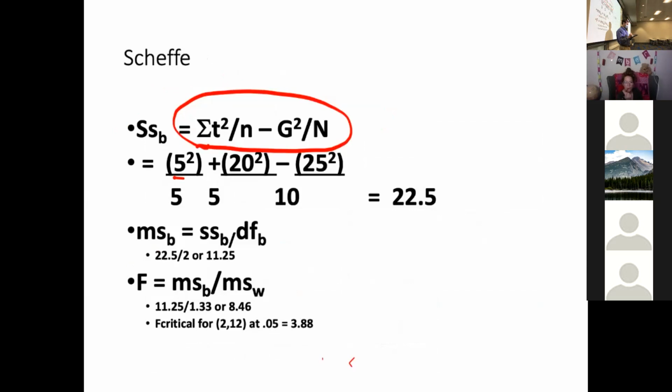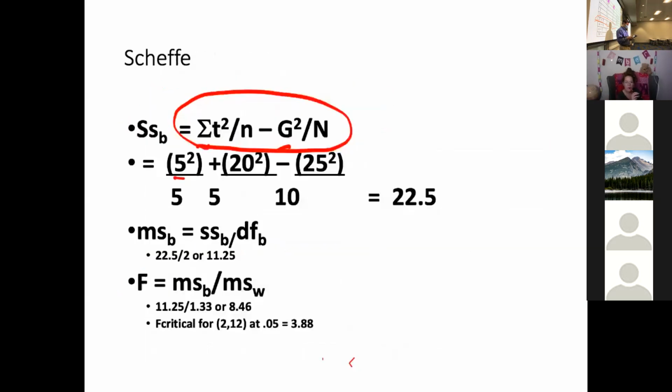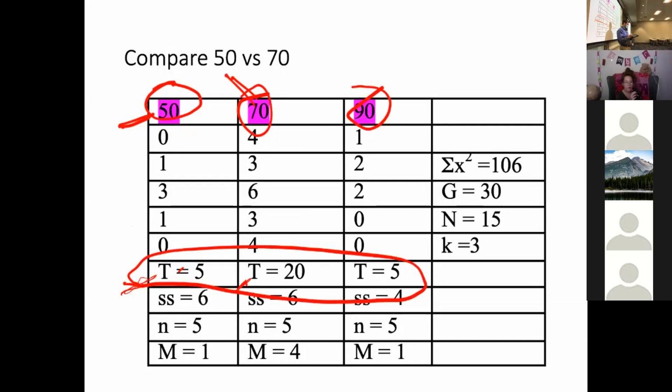So 5 squared divided by 5 plus 20 squared divided by 5, minus that grand total. So we're still using the grand total from these two here, not all three of them, divided by n, right? So the n for these two groups. So again, once you're making this pairwise comparison, you're essentially just neglecting that third condition.